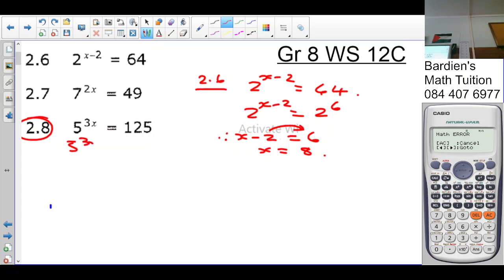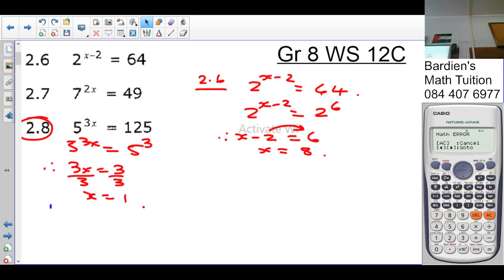5 to the 3x is equal to 5 to the 3. Therefore, 3x is equal to 3. Divide by 3 on both sides. Phew, I can't believe it's so easy.